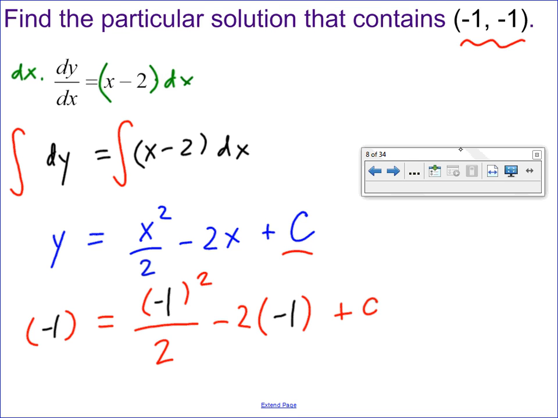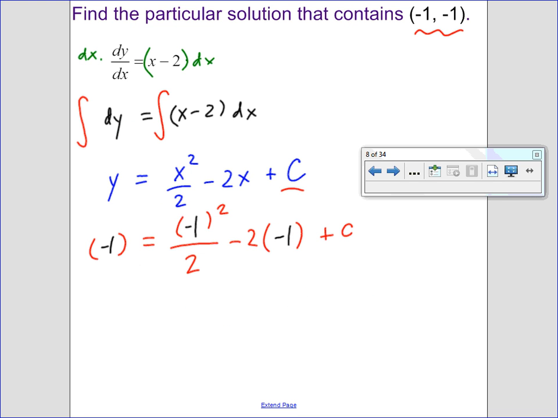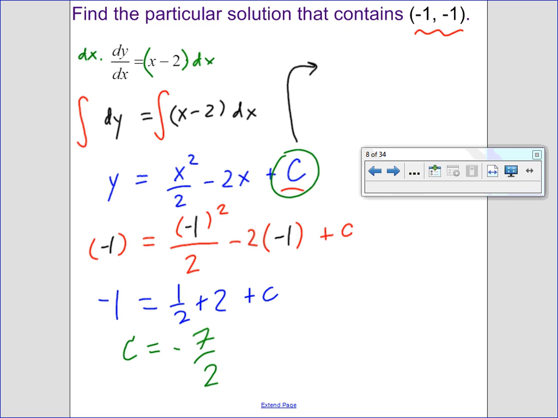So we can go ahead and solve for c algebraically. That means that -1 equals -1 squared is 1/2 plus 2 plus c. So c must equal 2.5 minus 1, -3.5, so -7/2. -7/2. Yeah? Awesome. So I found that c is -7/2. I'll go ahead and rewrite and then solve for y, but y is already solved for, so y equals x squared over 2 minus 2x minus 7/2.